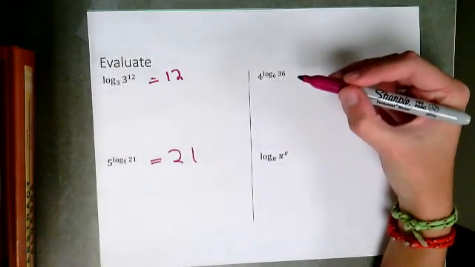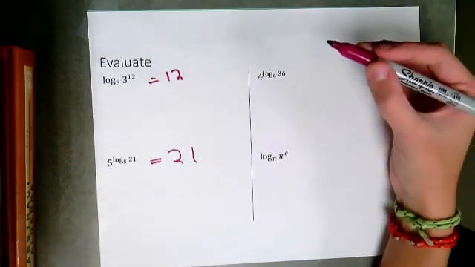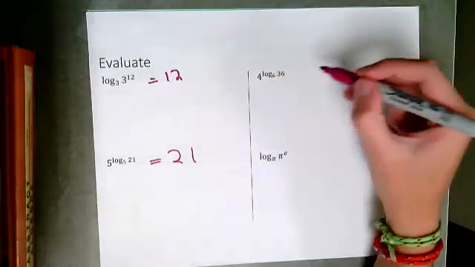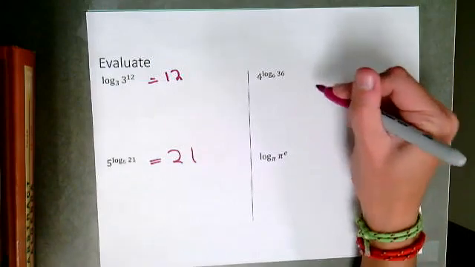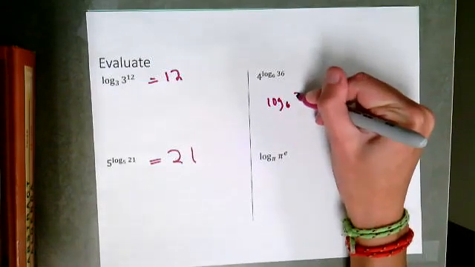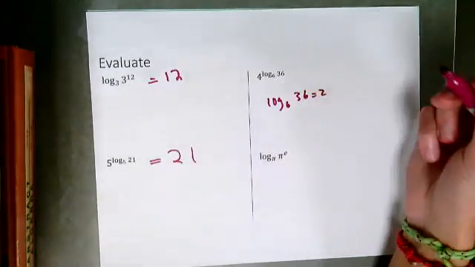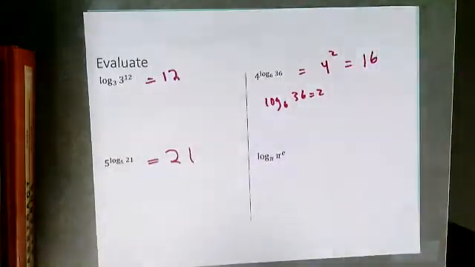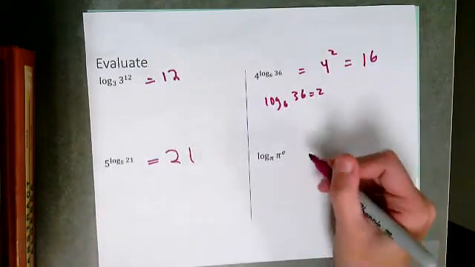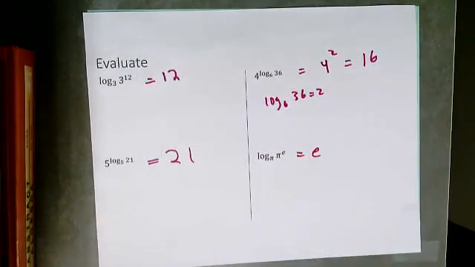4 raised to log base 6 of 36. Well, we can't use any property there, but log base 6 of 36, we know that to be 2, because 6 raised to 2 equals 36. So this guy is 4 to the 2, which is 16. Okay, and then log base pi of pi to the e, that is just e. Our base is positive, use our property, everything works out.